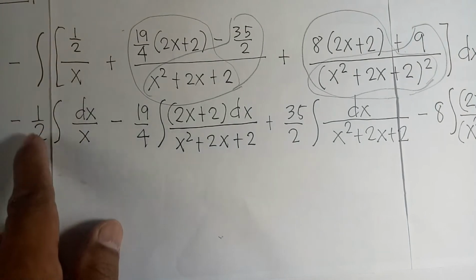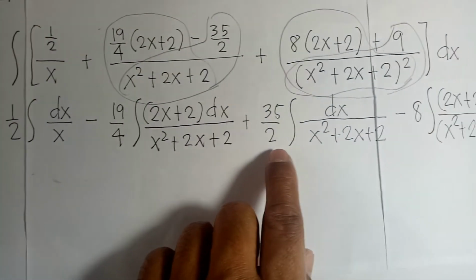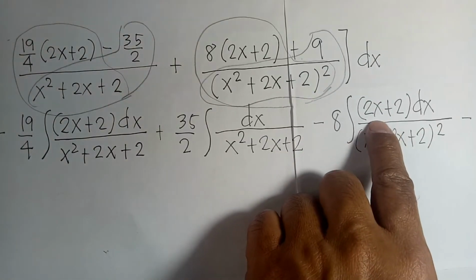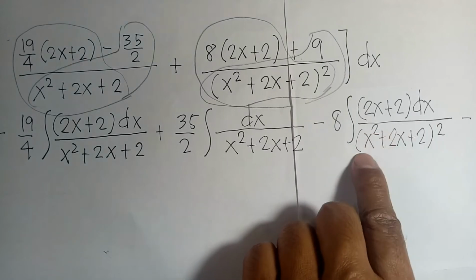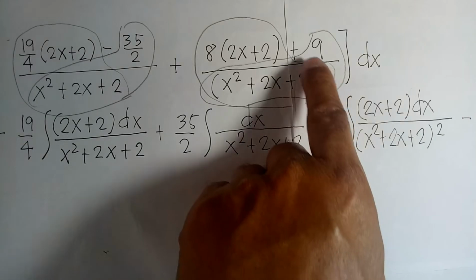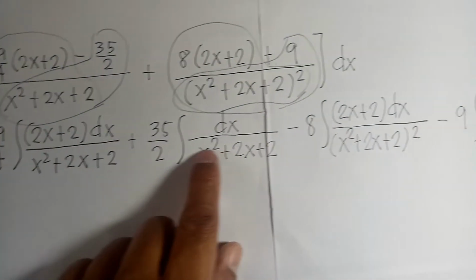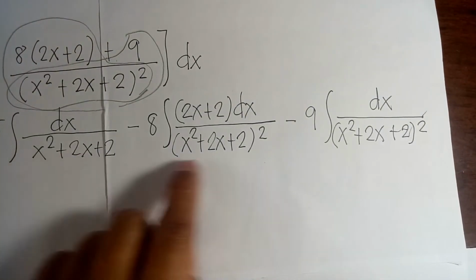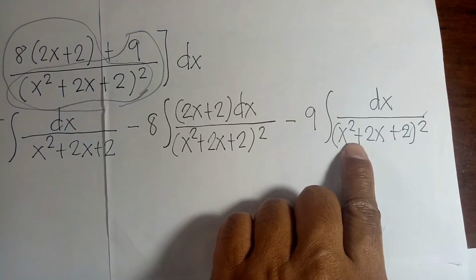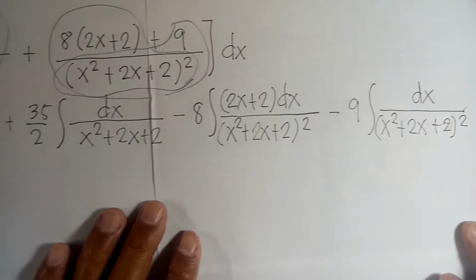So, negative, times positive is negative. So, magiging negative 8 integral of 2x plus 2 dx divided by x squared plus 2x plus 2 squared. Tapos, yung positive na yon dahil may negative tayo sa labas, ay magiging negative 9 integral of dx divided by x squared plus 2x plus 2 squared. Okay, so let us continue.